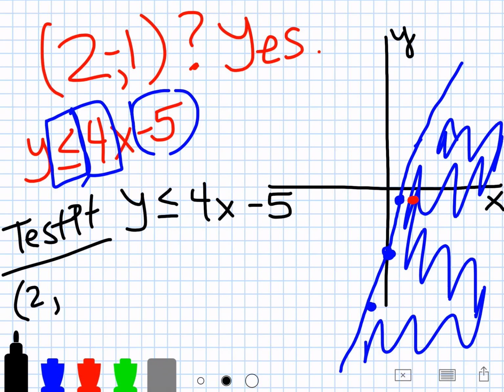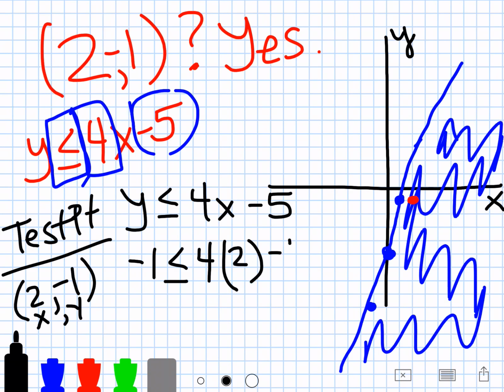Of (2, -1), where your test point for x is going to be 2, and your test point for y is -1. So wherever you see a y, you're going to put -1. So -1 is less than or equal to 4 times, instead of writing x, I'm going to substitute my test point x, which is 2, minus 5. Now I'm just going to solve this and see if it gives me a true statement.